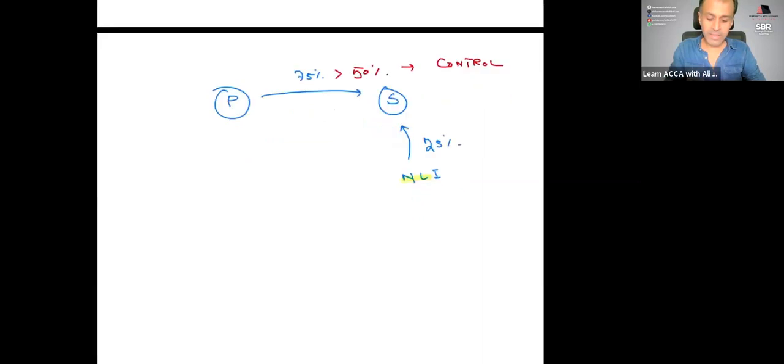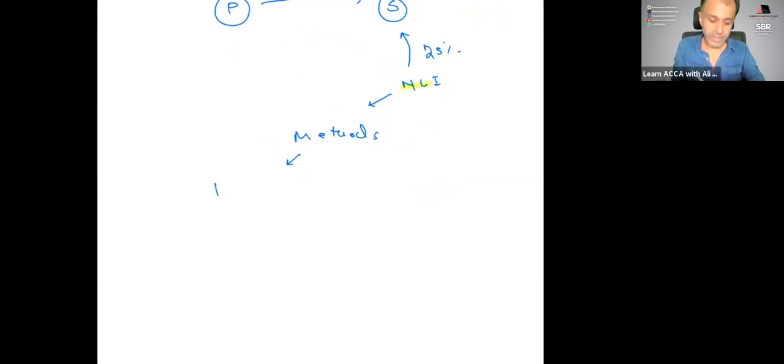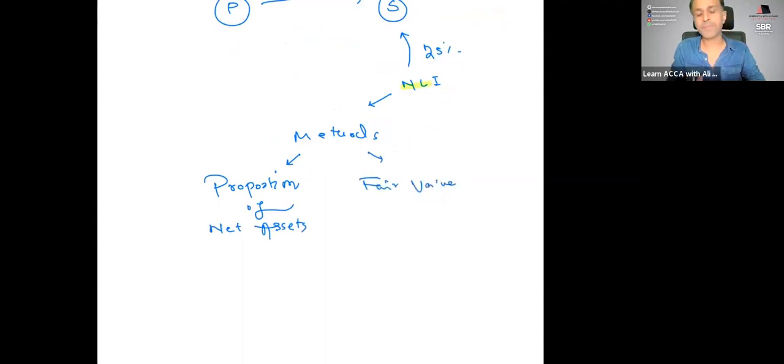And there are two methods to work NCI. The one is the one that they have tested, which is called the proportion of net asset method. And the second one is called the fair value method. Both of them are testable. Both of them are applicable. More common nowadays is this one. But both are testable, both are applicable.